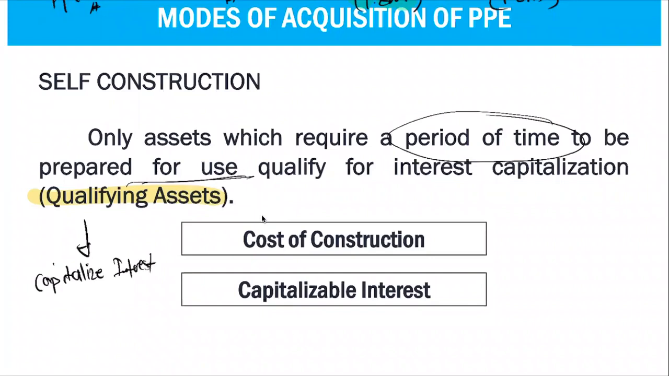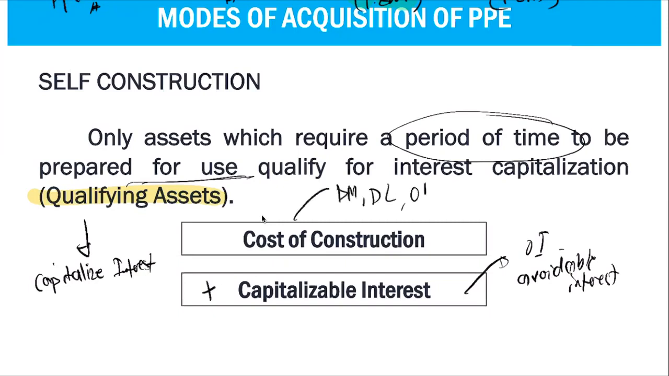What do we call a capitalizable interest again? The other term for this is avoidable interest. So here, in your self-construction, how do we compute for the cost of our property, plant, and equipment? That is equal to your cost of construction plus capitalizable interest. Your cost of construction is, of course, direct material, direct labor, and your overhead. We do not have any problem with this because for sure you're done with that with your cost accounting.